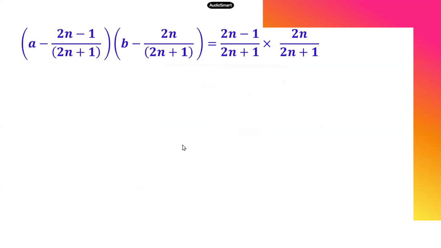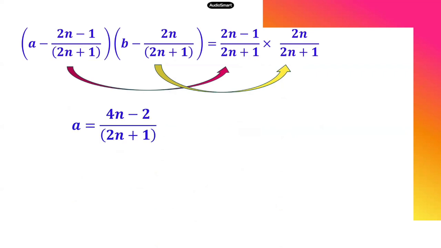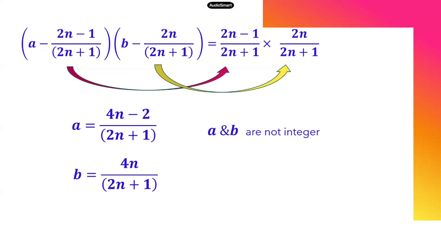Now take the second case, which means here we take the separate position of this factor than the previous one. And then we compare it again, first one with first, second one with second. And if you solve it, you will get a equal to (4n minus 2) over (2n plus 1), b equal to 4n over (2n plus 1). In either case, a and b are not integer for any n.